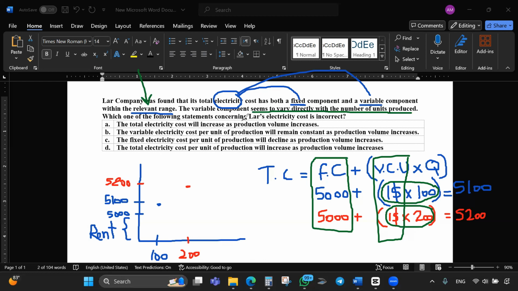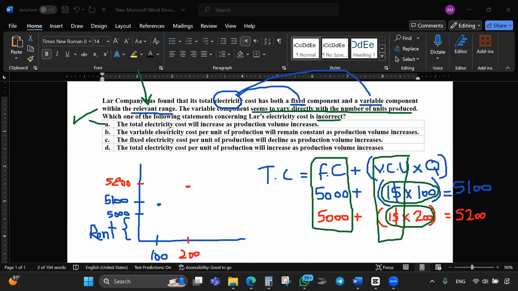Which one of the following statements concerning Lar's electricity cost is incorrect? We are searching for an incorrect sentence, which means there are 3 true sentences. Let's read the first one. The total electricity cost will increase as production volume increases. This is clear here. As you increase your production from 100 units to 200 units, the total cost increases. So the first sentence is true.